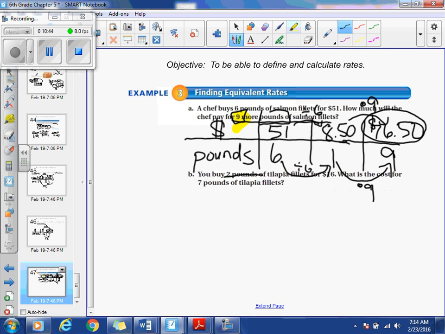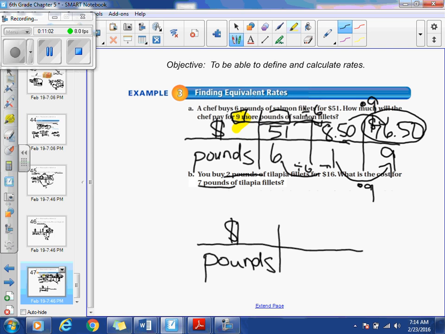So this one, you buy 2 pounds of tilapia, also a type of fish. Tilapia fillets for $16. What is the cost for 7 pounds of tilapia fillets? So again, we're trying to find the cost for 7 pounds. I'm going to put that on the bottom so we can get a unit rate if we have to. And here we have our cost. 2 pounds cost $16. We want to buy 7 pounds.